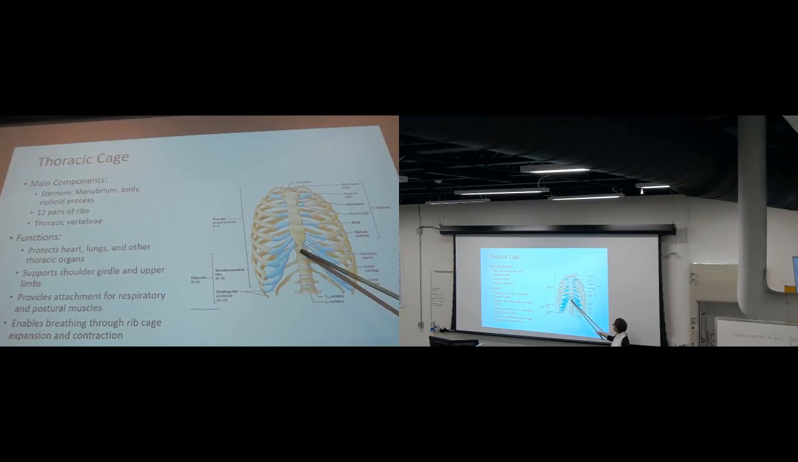Now, people under the age of 40 still haven't ossified their xiphoid process. It's a hyaline cartilage. So that's another way to tell the age of a person. If they show you x-rays from a forensic scene and you don't see an ossified xiphoid process, more than likely the person was less than 40.